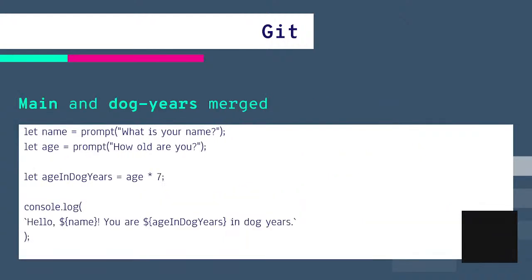Eventually, we're going to merge the dog years branch back into main. And essentially main is now going to inherit all of those changes. So now main is going to look like this. It's going to have all the dog year changes. Right.